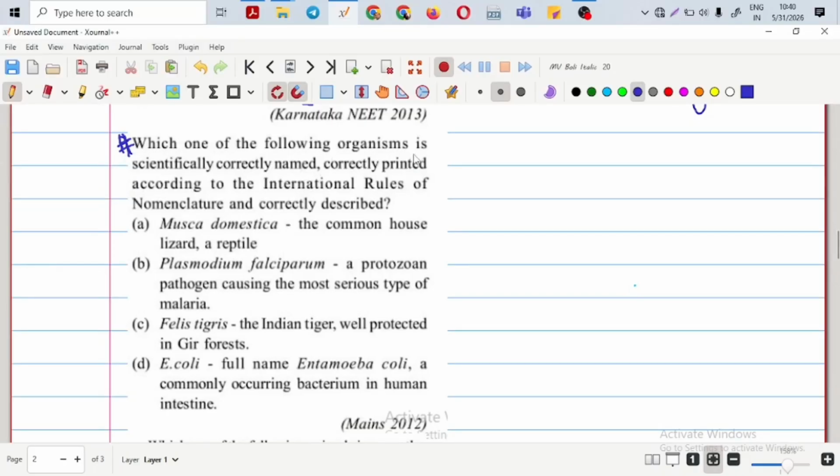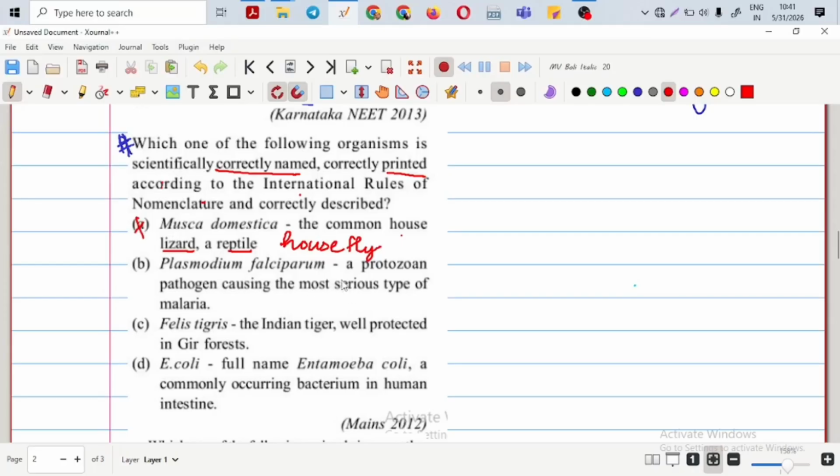Okay. Which one of the following organisms is scientifically correctly named, correctly printed according to international rules of nomenclature? So it should be correctly named and should be correctly printed. Okay. Let's move on to the options. Musca domestica, house lizard or reptile? No, Musca domestica is the housefly, right? We are clear about it, because in the first chapter there is a tabulation column given to you. You need to learn that by heart. In that, it is clearly written that Musca domestica is the housefly. So this option is not correctly named.